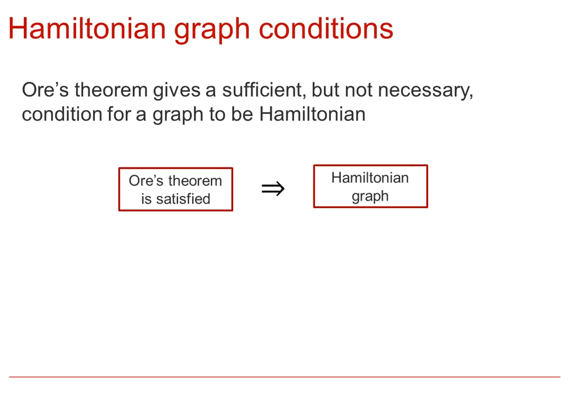So to summarise, Ore's theorem gives a sufficient but not necessary condition for a graph to be Hamiltonian. So if Ore's theorem is satisfied, that does imply a Hamiltonian graph. If it doesn't apply, then the graph might still be Hamiltonian, but we'll have to find a different way of showing it.